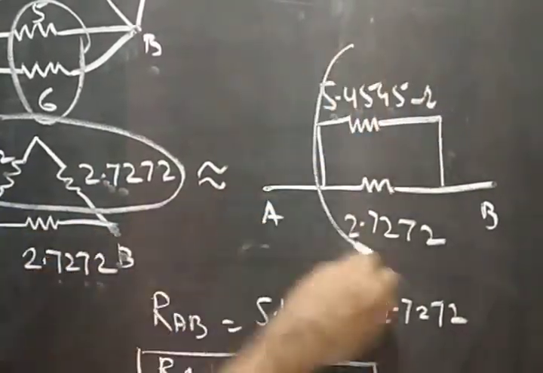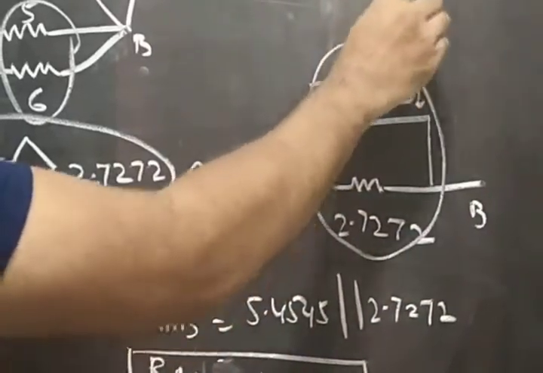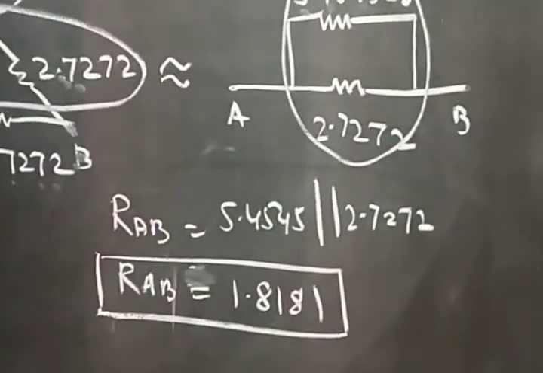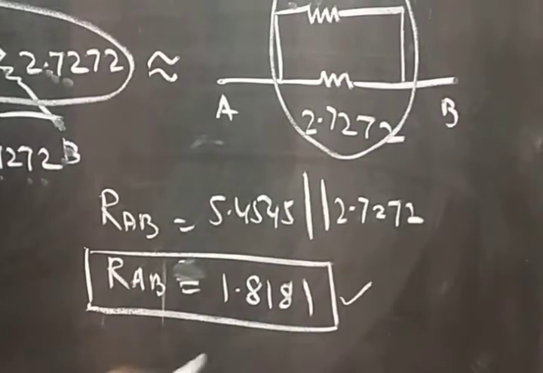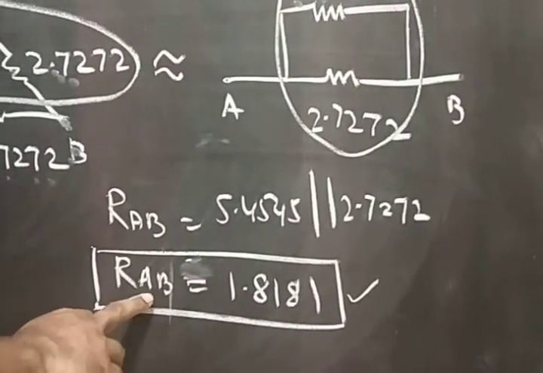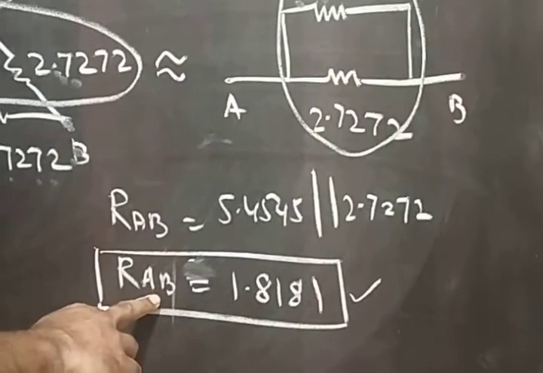It becomes parallel with this resistance. So when we solve this parallel combination, we will get 1.8181 ohm. So this is the equivalent resistance between terminal A and B.